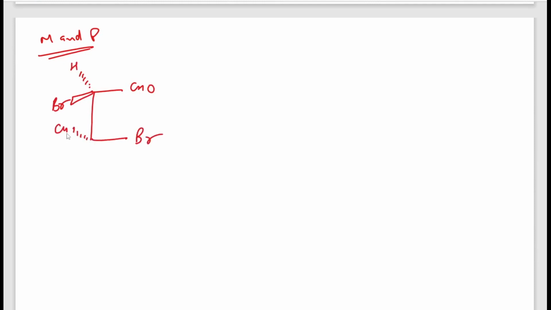In the case of M and P, we can write M as: this is H, this is bromine, this is the wedge form of M. For P, you can take its wedge form.